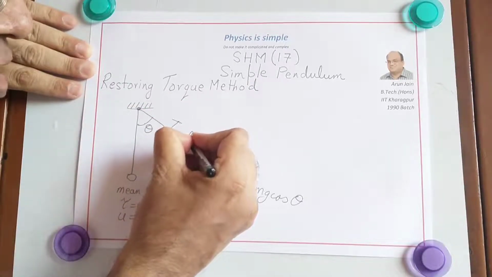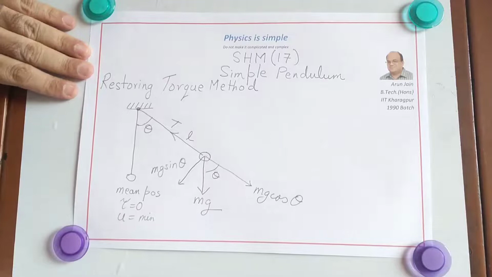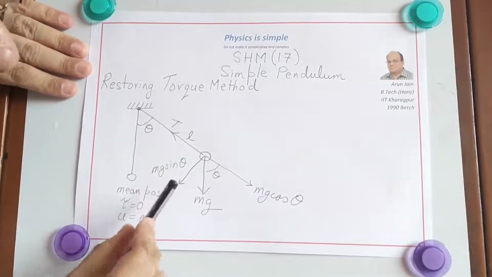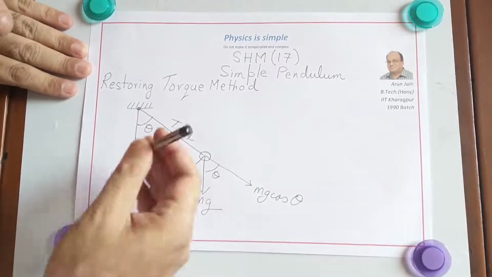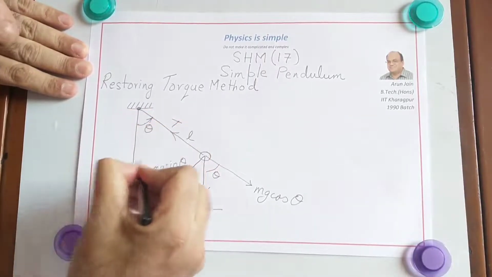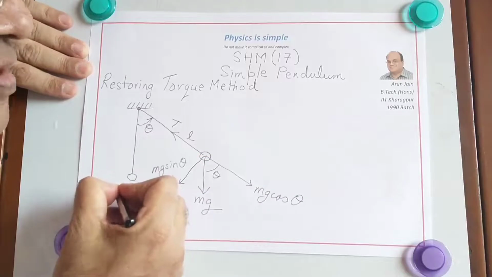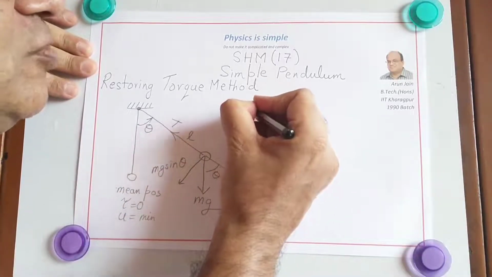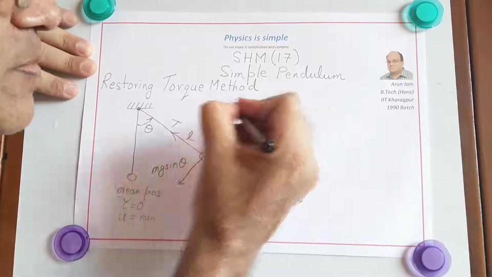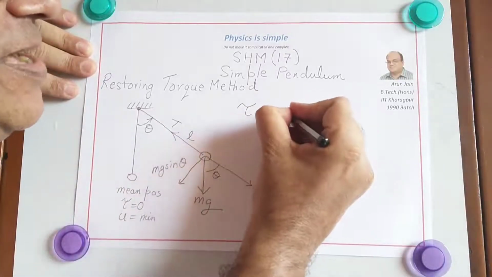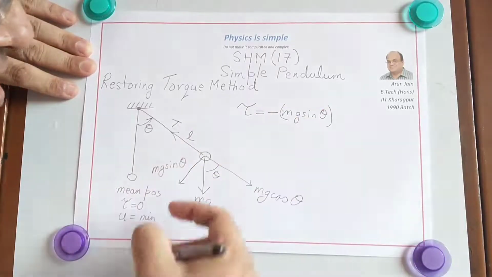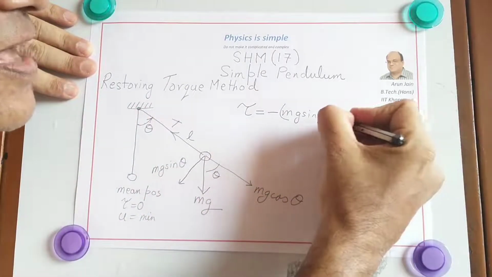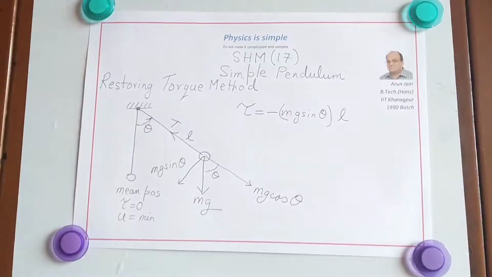This torque is given by force into perpendicular distance. So mg sin theta into L is the torque. This torque is opposite to theta. Theta is that way, the torque is this way. So therefore, the torque is restoring torque, and torque will be equal to minus mg sin theta, because torque is opposite to theta, into this distance, that is L. Right? So torque is minus mg sin theta into L.